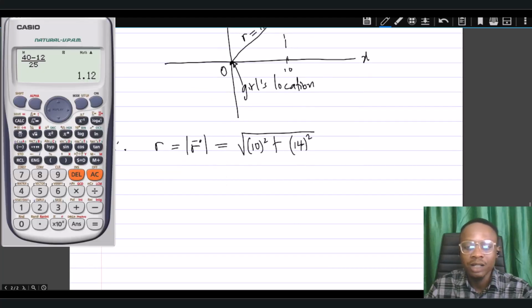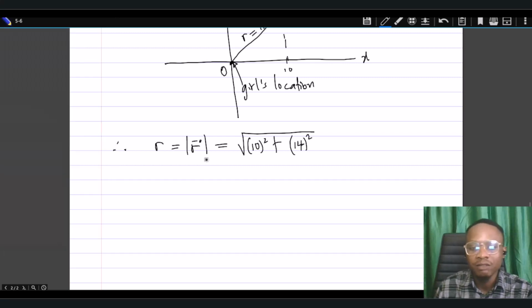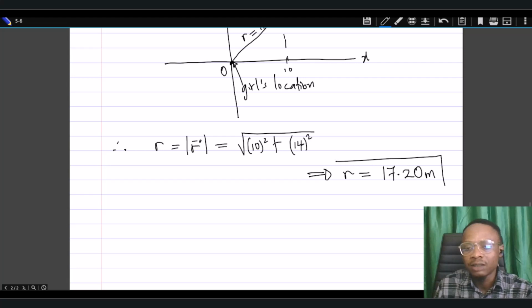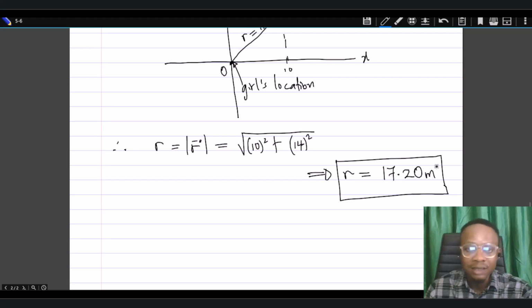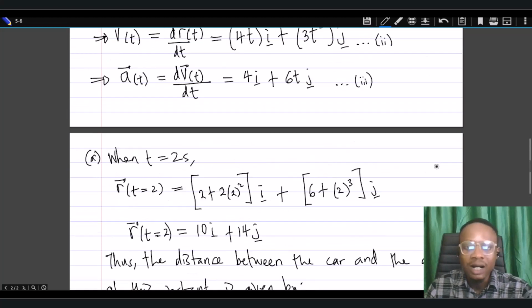So with our calculator we can just solve this. This is going to be the square root of 10 squared plus 14 squared, and that gives us 2 root 74. We just need the number, 17.20. Okay, so with that we have 17.20, which is in meters. So that is that about the A part. It is the distance between the girl and the car.